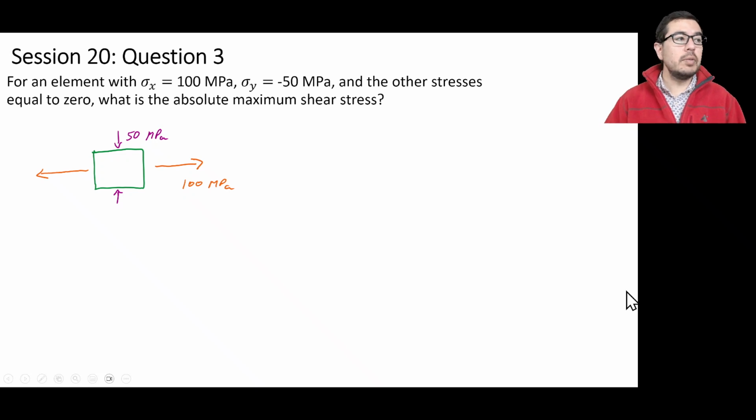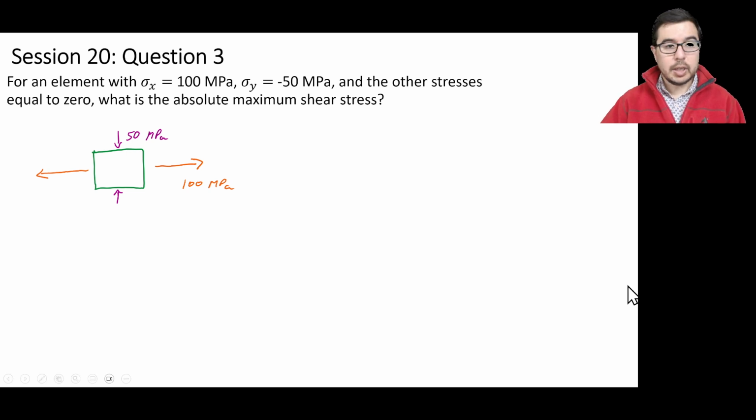For this question, we have an element with sigma x equal to 100 megapascals, sigma y equal to minus 50 megapascals, and the rest of the stresses set to 0. And we are to find the absolute maximum shear stress.